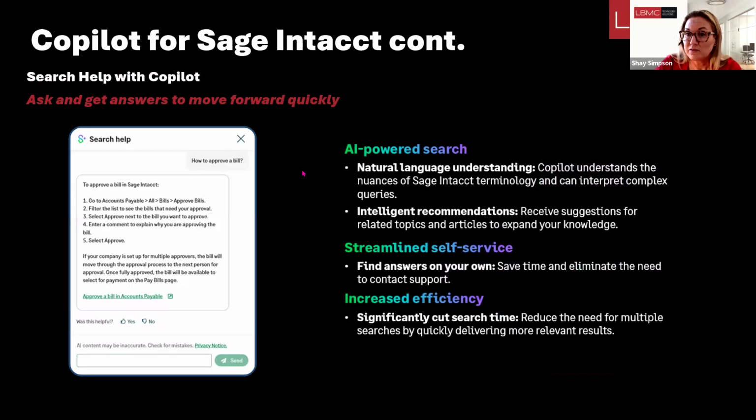So one of the nicest things is that we've always had the help functionality within Sage Intacct. But now, just like we see with Copilot in other software, we can start to ask very specific questions and get that feedback.